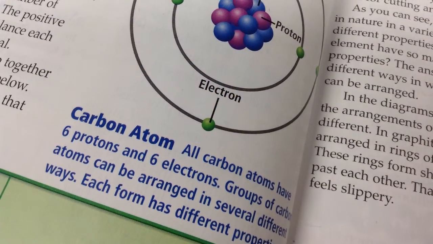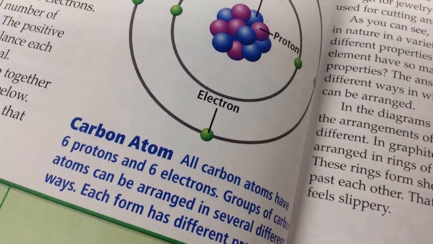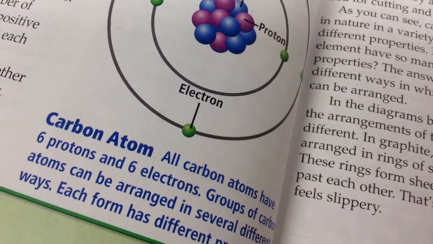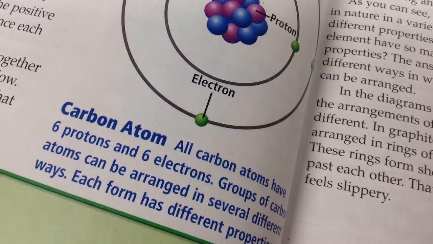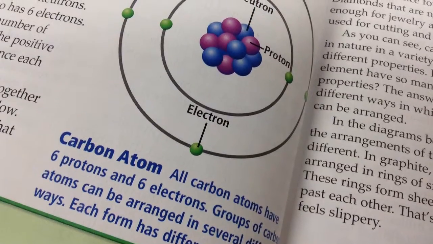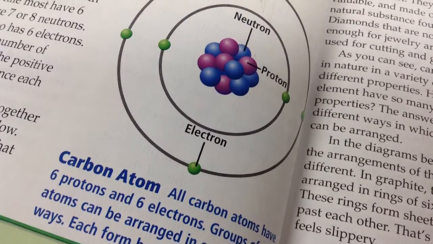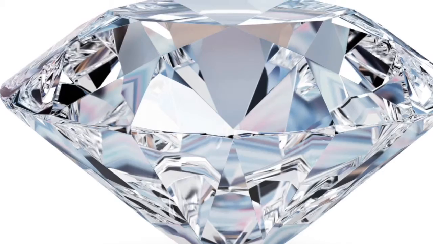Inside a carbon atom are electrons, protons, and neutrons. Electrons are negatively charged and they go around the nucleus. Protons are positively charged and they're in the nucleus, and neutrons have no charge and they're also in the nucleus. Some states of pure carbon are coal, graphite, diamond, and buckyball.